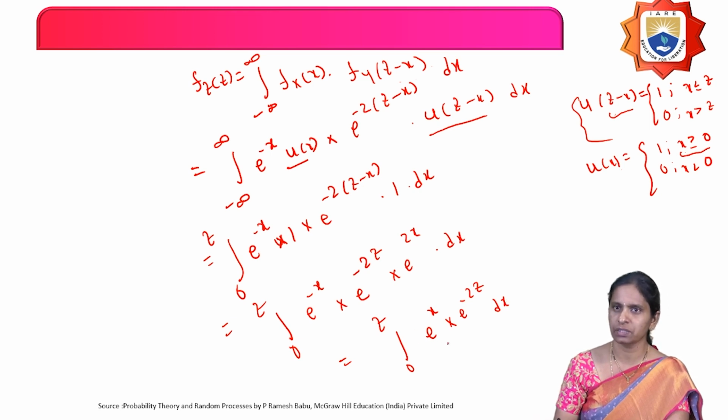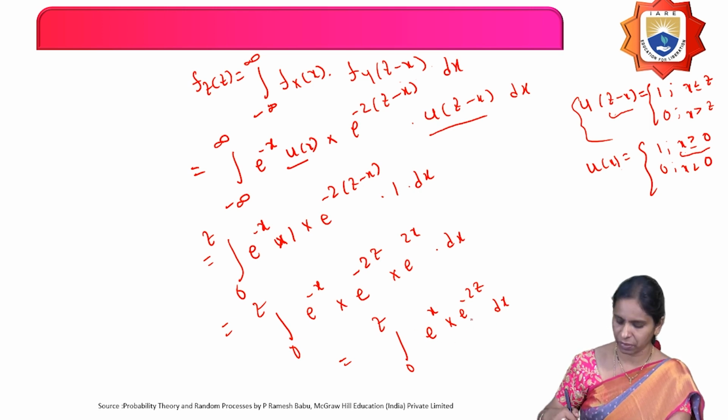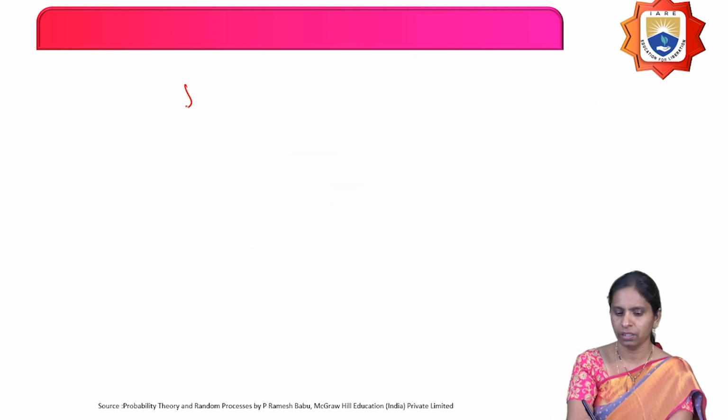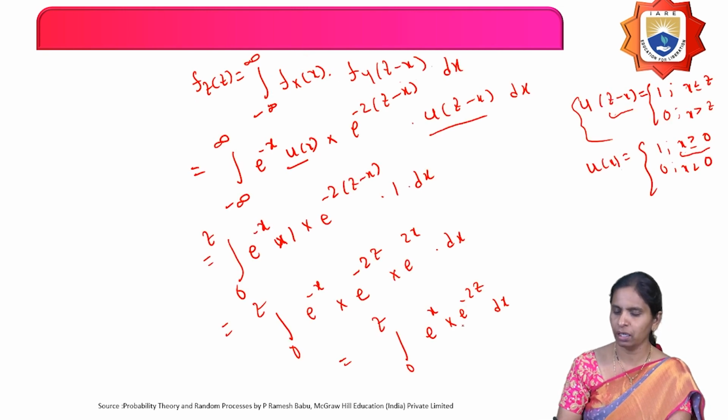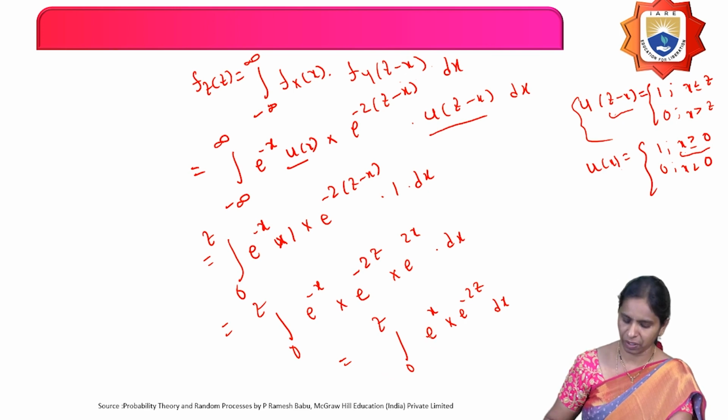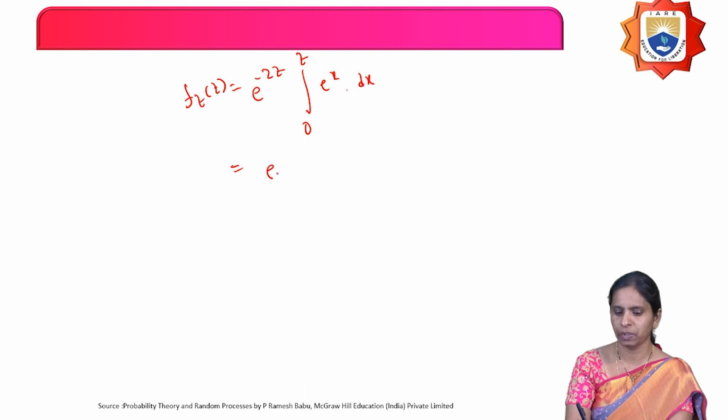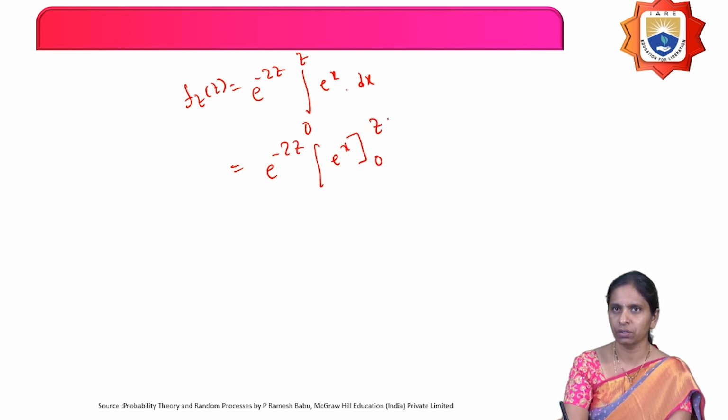Your integration is with respect to x, therefore whatever z terms are constant, you can bring outside. Then you can write f_Z(z) equals e^(−2z) into the integral from 0 to z of e^x dx. I bring e^(−2z) outside because the integration is with respect to x, so it is a constant. Then what is the integration of e^x with respect to x? Nothing but e^x only, and the limits are from 0 to z.